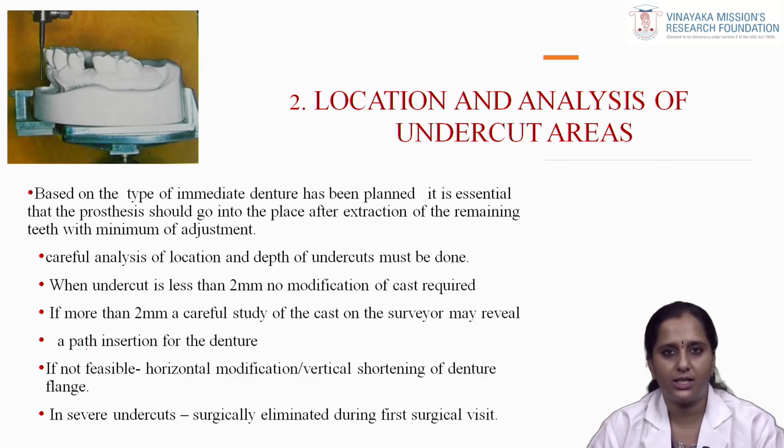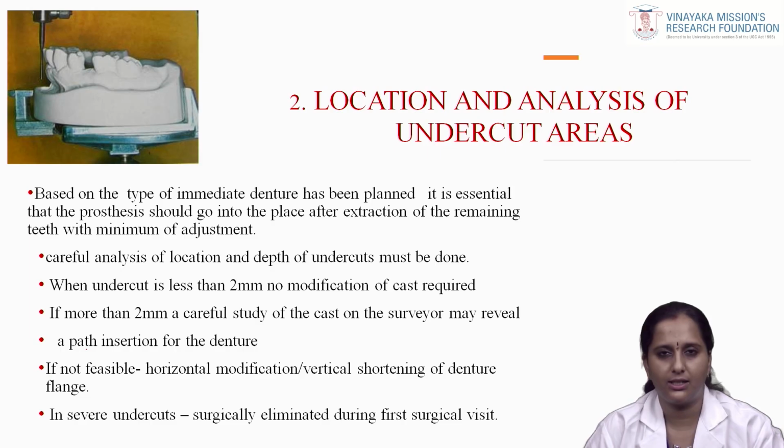So next is the location and analysis of the undercut areas. In location and analysis of undercut area, the first and most important disadvantage in immediate denture is anterior ridge undercut. So we have to analyze the undercuts of the cast with the help of a surveyor. What we need to check is the location of an undercut and the depth of the undercut. So if it is less than 2 mm, no modification is required in the cast.